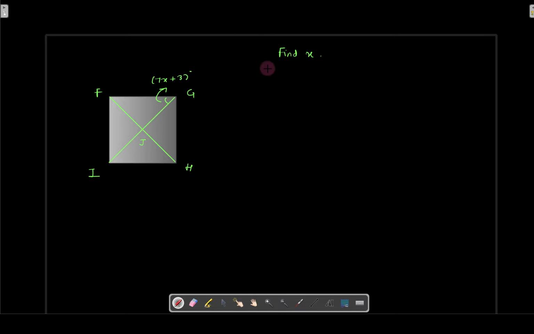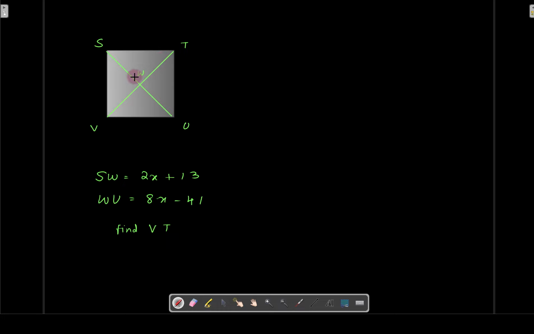Next, we have this question. We have to find out the value of x. Now, this angle has been given. See, this is a square, that's given in the question. Now, you know that these angles are 45 degrees. So it's very simple. You just have to put 7x plus 3 equals 45. 7x will be equal to 45 minus 3. That's 42. So x is equal to 6.